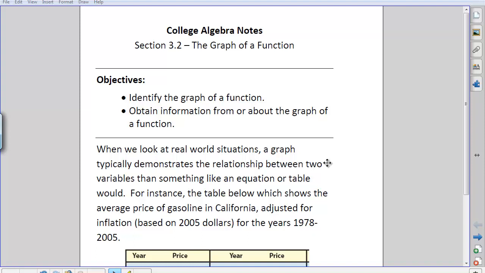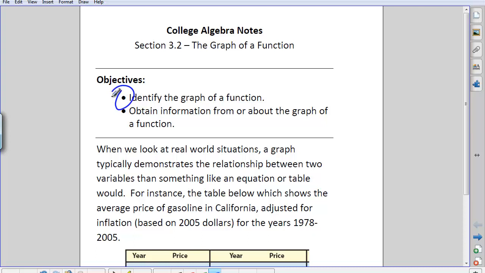Looking at section 3.2, I'm going to be dealing with the graph of a function. And so specifically looking at some graphs of different functions and asking several questions about those. Really just two main objectives here for this section.